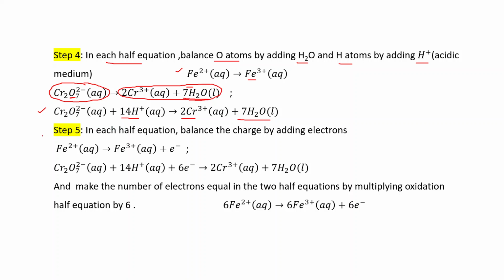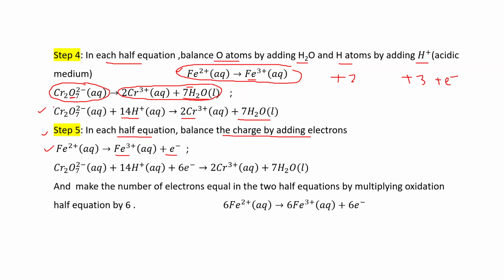Clear? Now in step 5, in each half equation, balance the charge by adding electrons. So first of all, calculate the charge in each half equation on both the sides. In case of the oxidation half reaction, in the reactant side there is plus 2 charge, and in the product side plus 3 charge. So how many electrons do we have to add? Actually this is oxidation, and in terms of electron transfer, oxidation is the loss of electron. So loss of electron will be indicated in the product side. So we will add 1 electron in the product side. Clear? So our equation is Fe2+ gives Fe3+ plus electron.